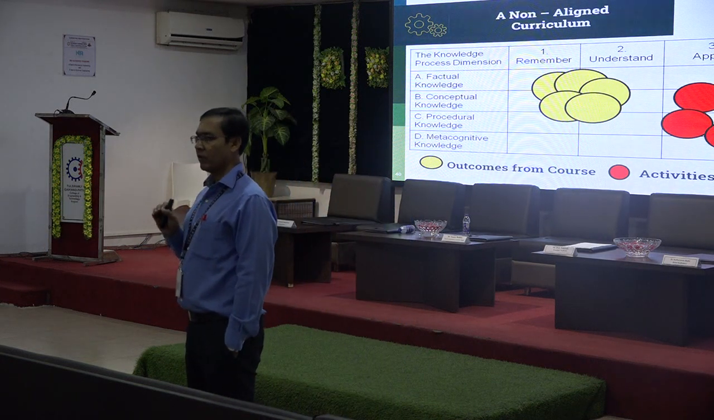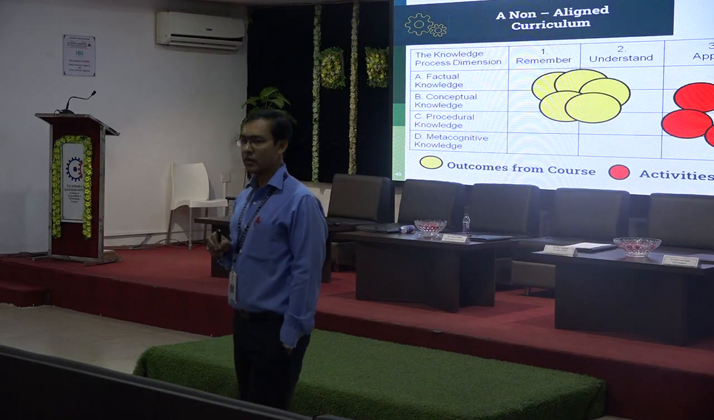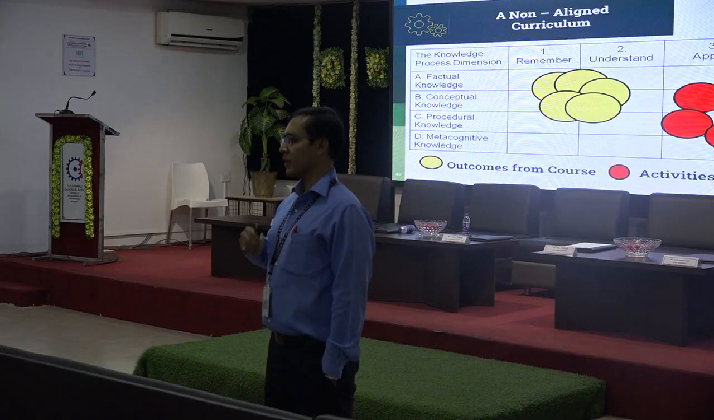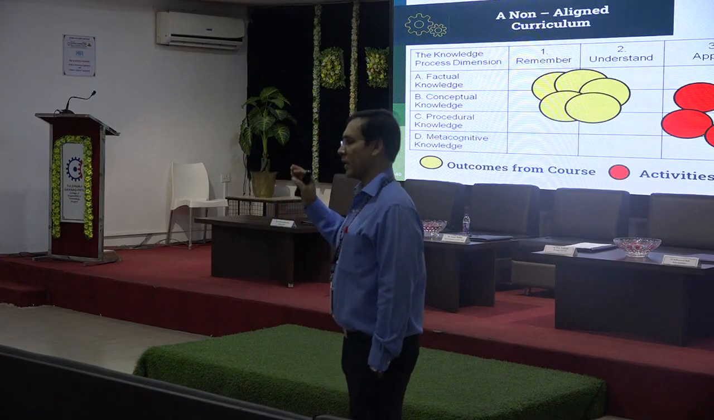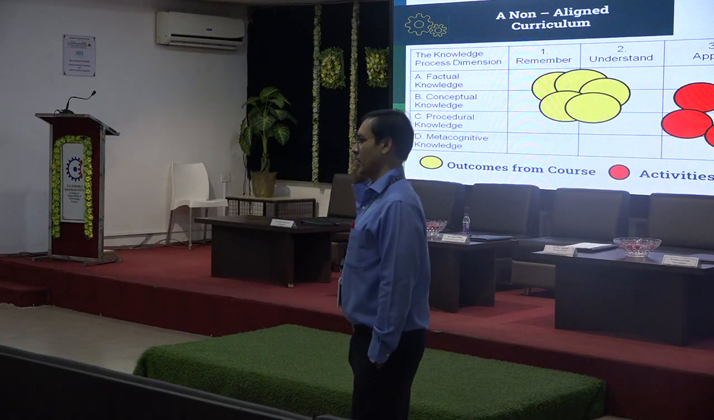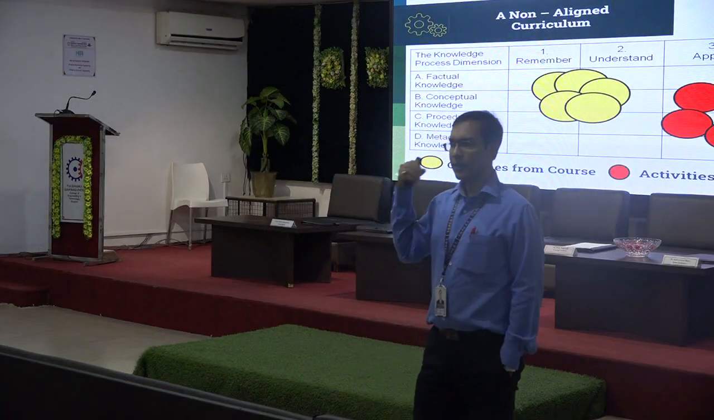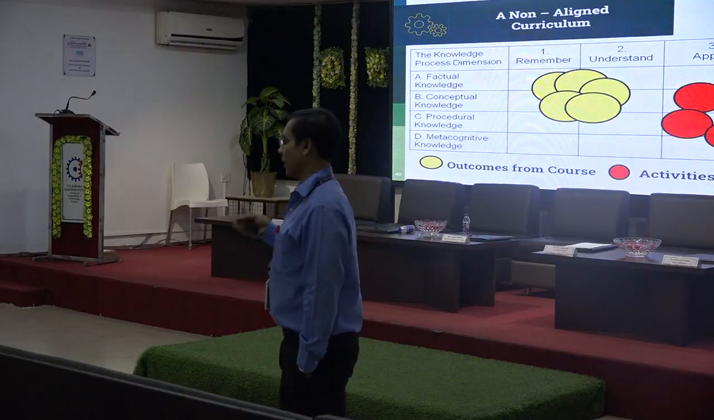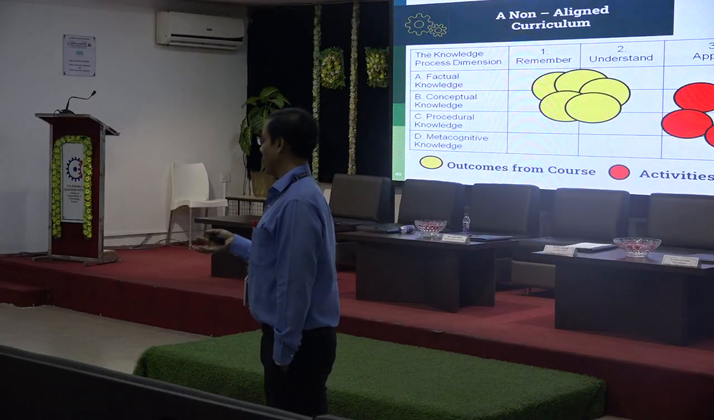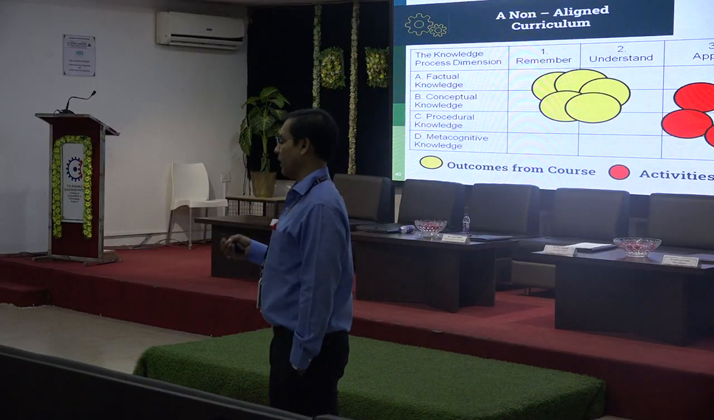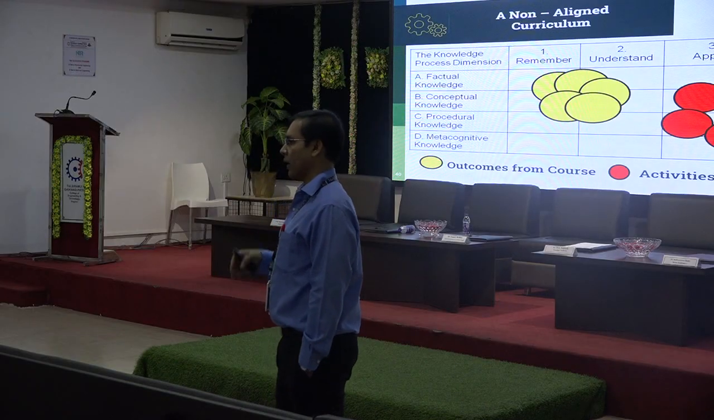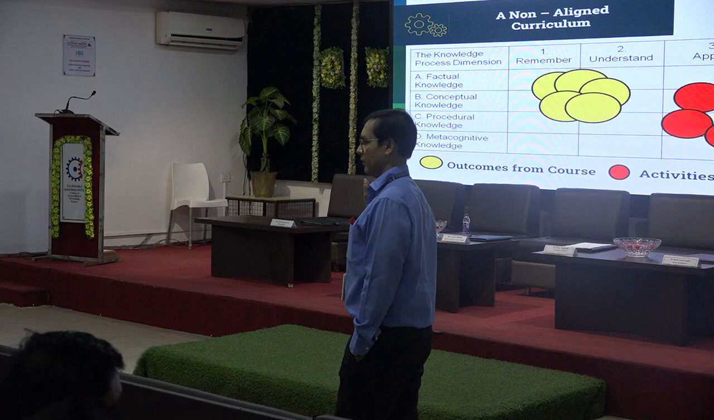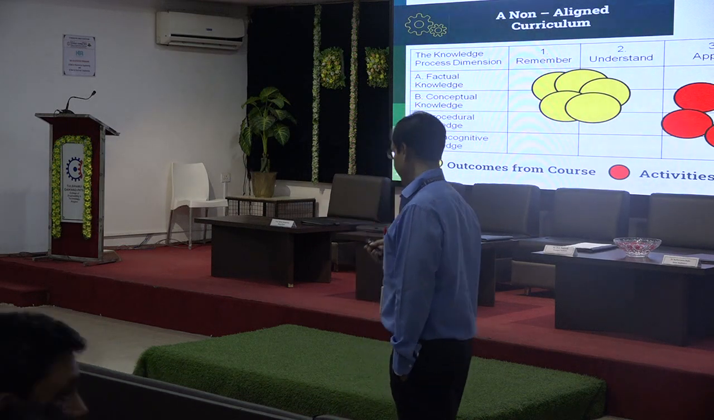Is it clear? Why non-aligned curriculum? Because the framework is going somewhere else, activities are going somewhere else, and assessment is going somewhere else. So when you set a course outcome, you have to be very specific that outcomes have some achievements as well at the end. But if the achievements are not coming, that means there is a problem with your complete alignment itself. So that you need to understand.